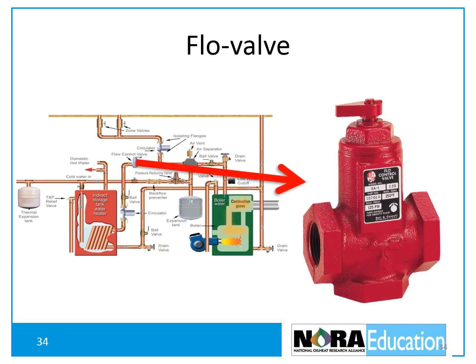When zone valves are not used, flow control valves are installed in the supply piping to prevent gravity circulation when the thermostat is not calling for heat. Flow valves open, allowing water to move through the system when the circulator operates, and they close when the circulator stops running.